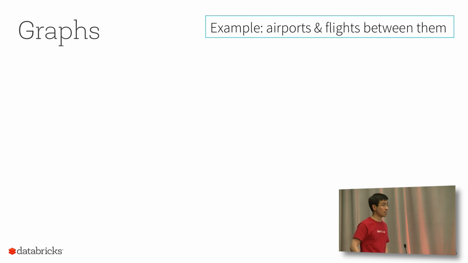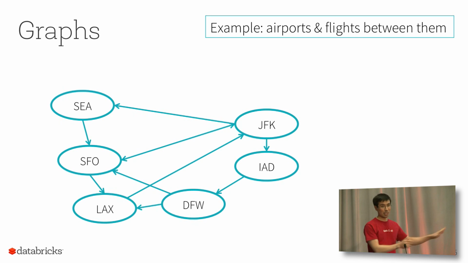Cool, so what are graphs? Well, the running example I'll use is airports and flights between them. So here's a very simplified graph of airports in the United States. You can see that each vertex is some airport. For example, this one is JFK. Every edge between airports represents some path between two airports. For example, you can take a flight directly from JFK to Seattle.